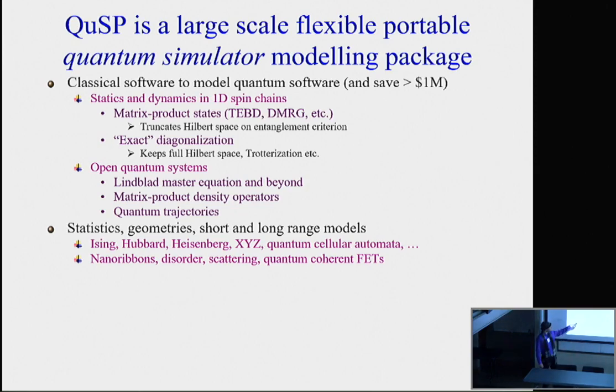It gives you access to Ising, Hubbard, Heisenberg, XYZ, quantum cellular automata, a long list of different models you could do. And as I mentioned, nanoribbons, but also things like disorder or scattering, or if you want to explore devices like a quantum coherent FET, you can do all of that with this code. It's a very powerful code.